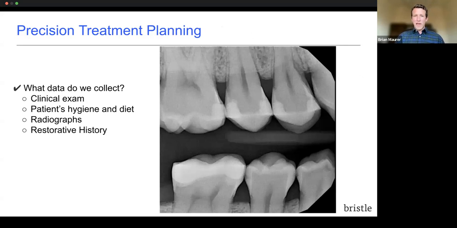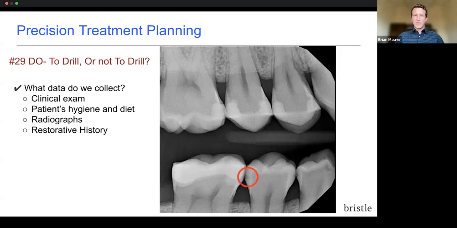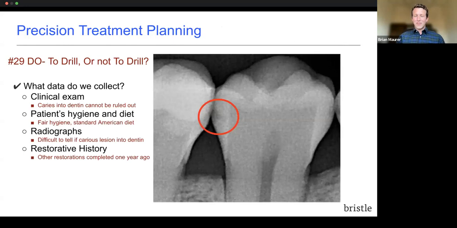But you can often still be left in scenarios like this, where when we look at the radiograph, we see this incipient lesion, and we're still left with this question of, is this something we want to address now, or is it something we want to monitor? To drill or not to drill? We work through the types of data we normally collect, the clinical exam, patient hygiene and diet, radiographs, but can still be left with this question of, is this a site where we're actually seeing worsening decay and the patient is at risk of this becoming a bigger issue, or is it something that we're going to monitor?